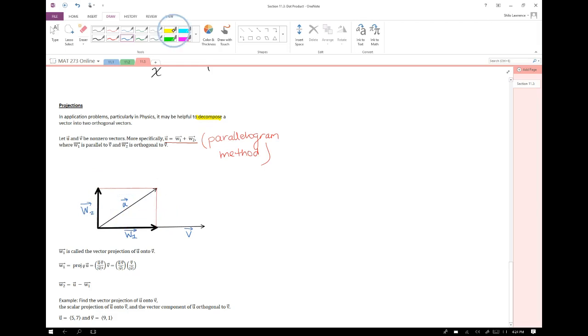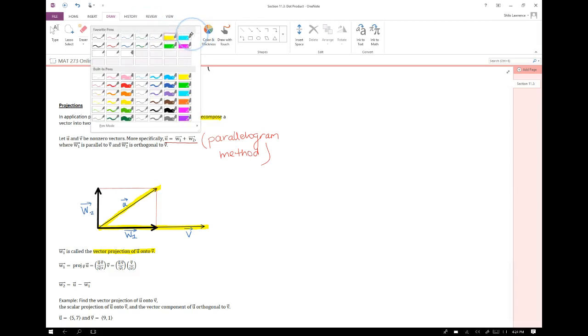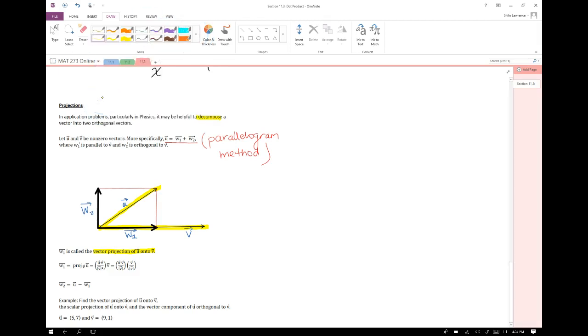So what we're going to start with is u and v. And we're going to be asked to calculate w sub 1 and w sub 2. So w sub 1 is called the vector projection of u onto v. One way that you can think of that, and I think is really helpful, is think of it as a shadow. If you were flashing a light so that u casts a shadow onto v, that is what creates our w sub 1.